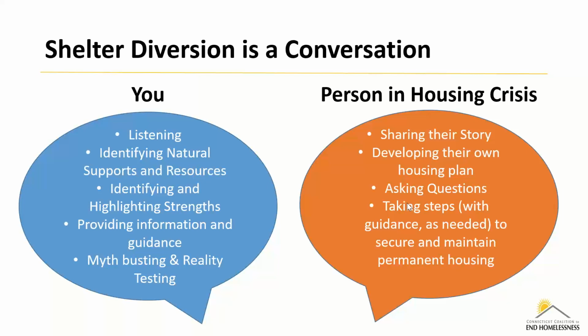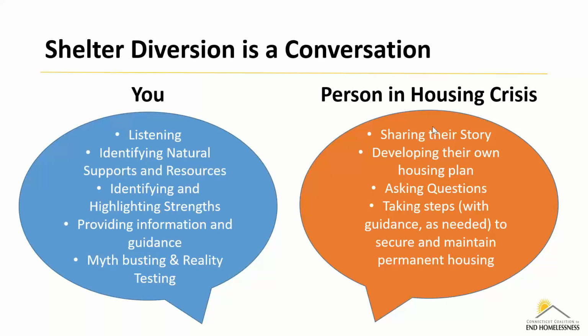You're identifying and highlighting their strengths to say, okay, they have these strengths. This is something that worked for them before. This is something that they have that they can rely on. Let's highlight those strengths, and hopefully those strengths will be enough to eliminate the housing crisis. You're also providing information and guidance, and you're doing myth busting and reality testing to see what's really going on, what their perception is, and how you can help to provide some type of resolution.